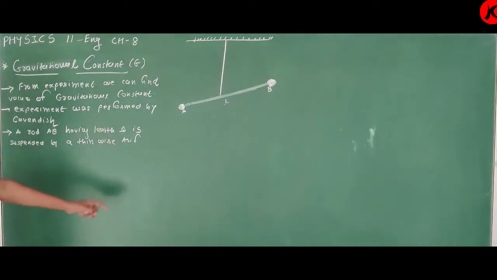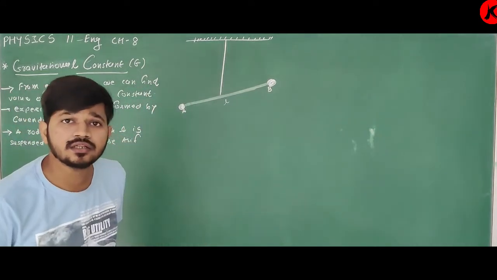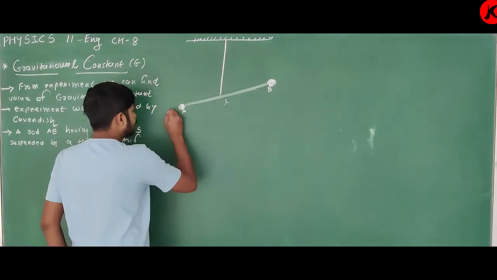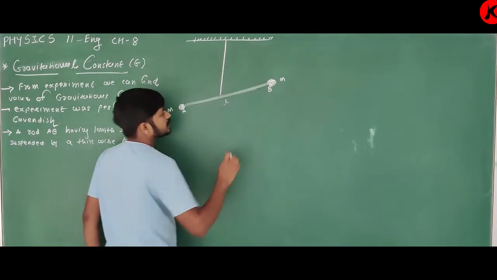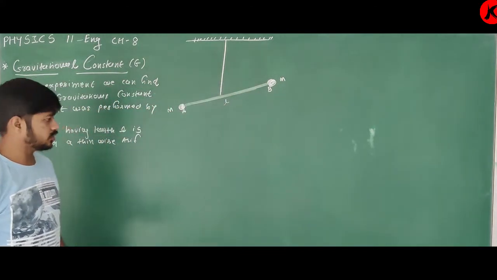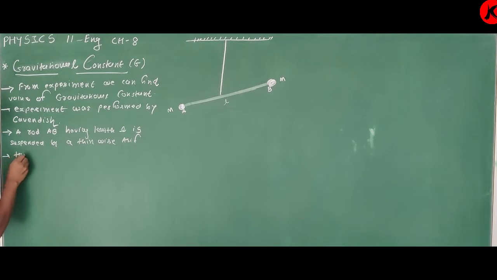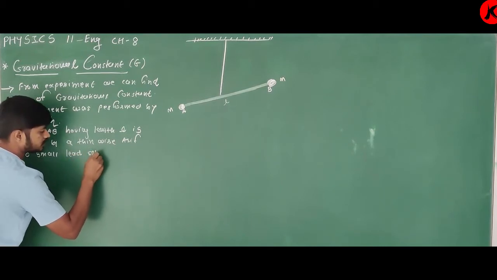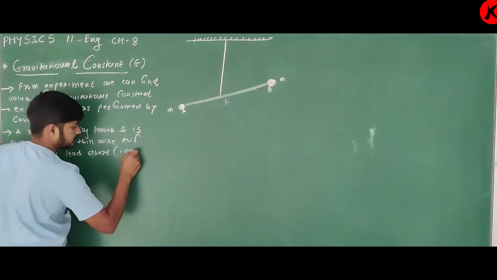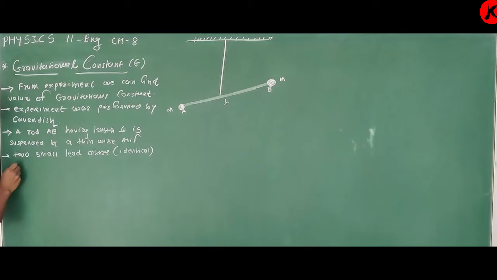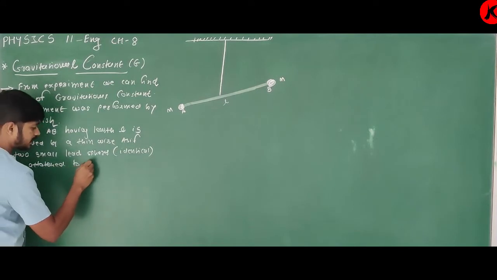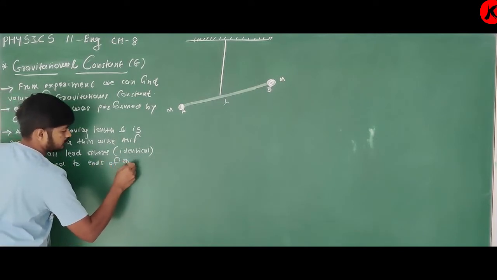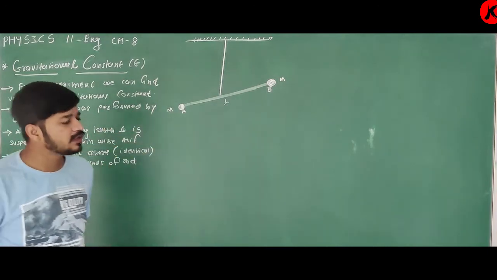Two identical small lead spheres having small mass m are attached to the ends of the rod as shown in figure.